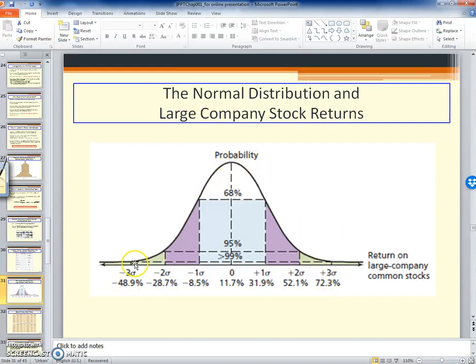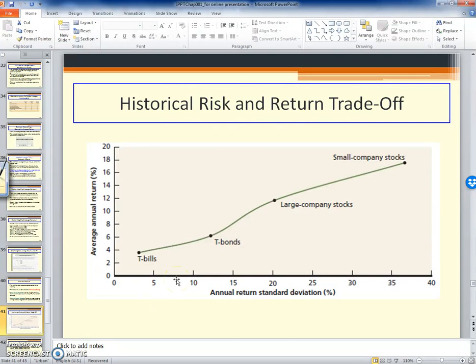This is the distribution, or the frequency distribution, or normal distribution that we're seeing of these returns. So you can be 99% confident that returns are going to be, in a given year for large company stocks, in between -48.9% and 72.3%, 99% sure. 95% sure of these two ranges, and then 68% sure of this range. So that would be the normal distribution for large company stocks, given the mean of 11.7% and the standard deviation of 20.2%.